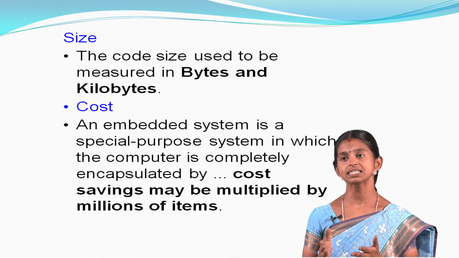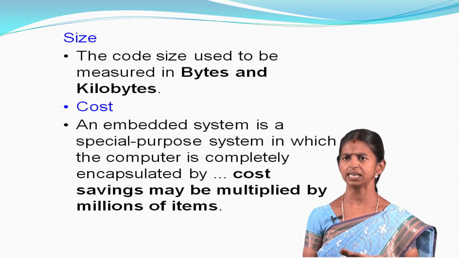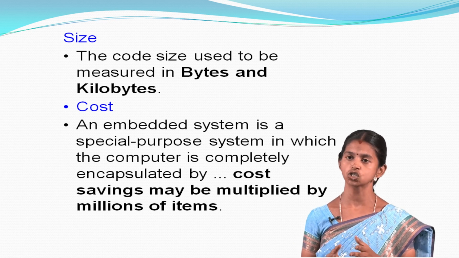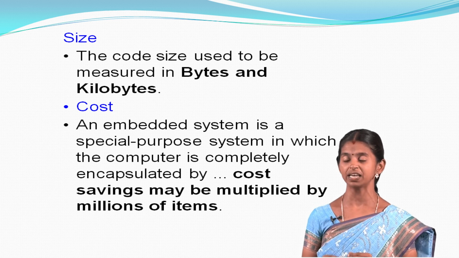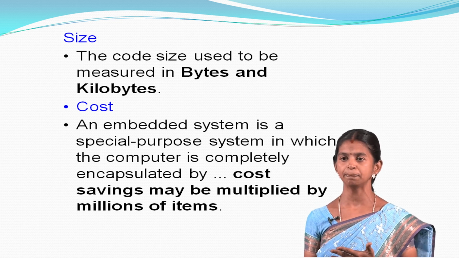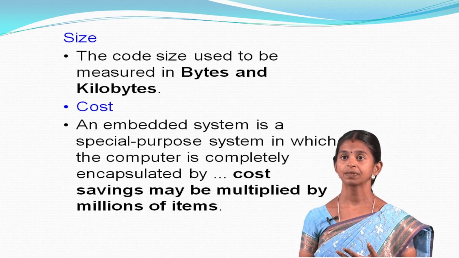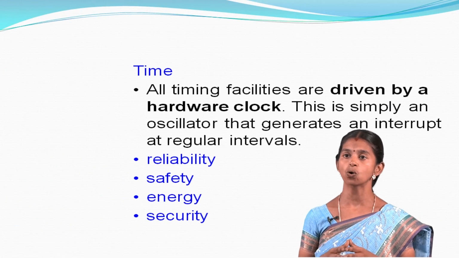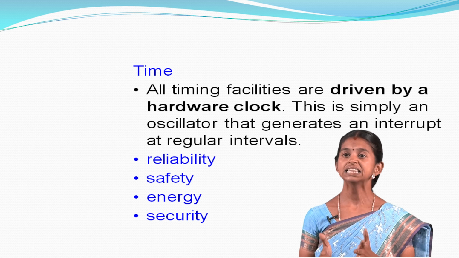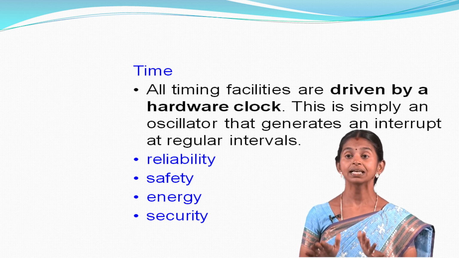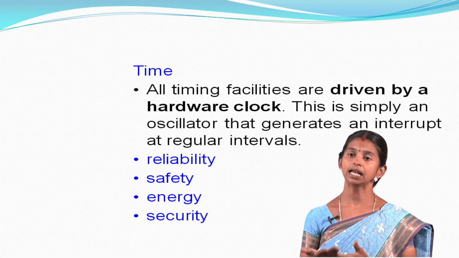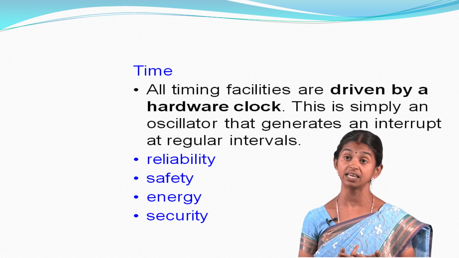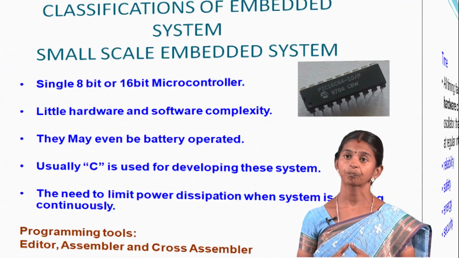Size. The code size is measured in bytes and kilobytes. Cost. An embedded system is a special purpose system in which the computer is completely encapsulated, with cost saving, and it may be multiplied by millions of items. Time. All timing facilities are driven by a hardware clock. This is simply an oscillator that generates an interrupt at regular intervals. It can be of reliability, safety, energy and much security.